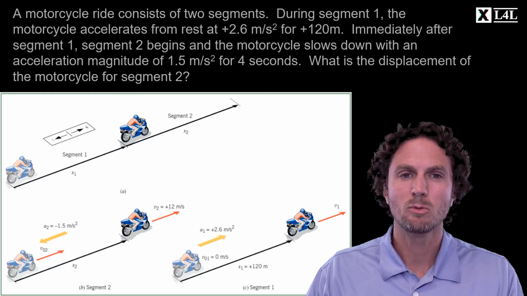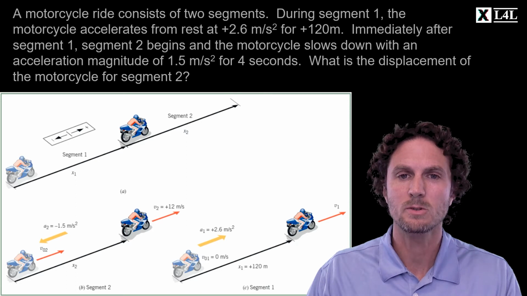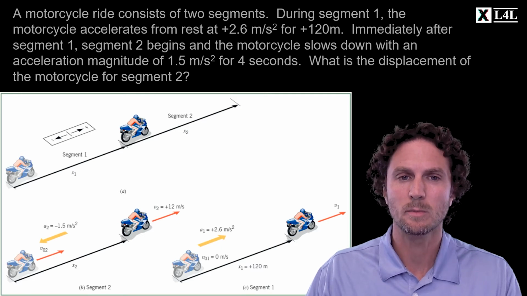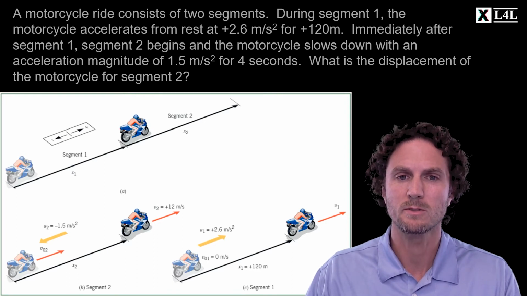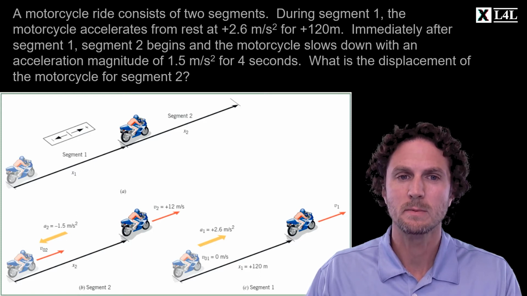A motorcycle ride consists of two segments. During segment 1, the motorcycle accelerates from rest at 2.6 meters per second squared for 120 meters. Immediately after segment 1, segment 2 begins and the motorcycle slows down with an acceleration magnitude of 1.5 meters per second squared for 4 seconds. What is the displacement of the motorcycle for segment 2?